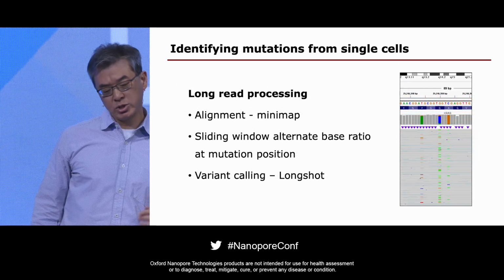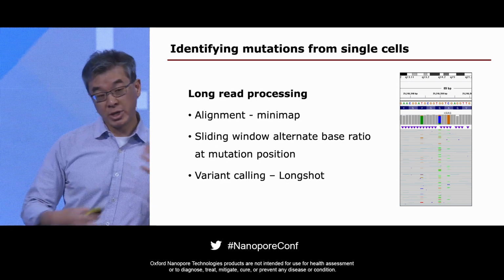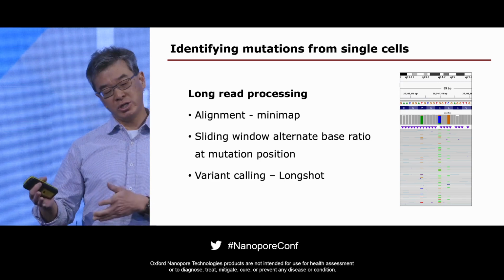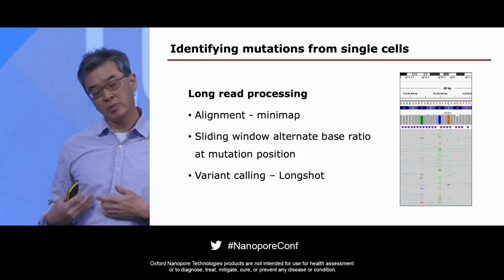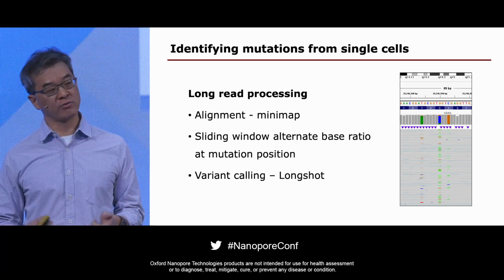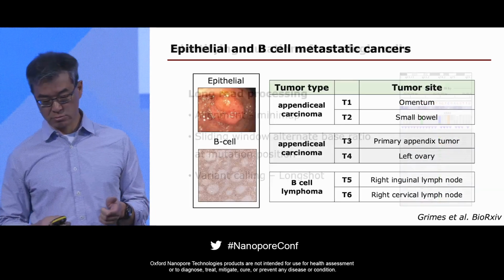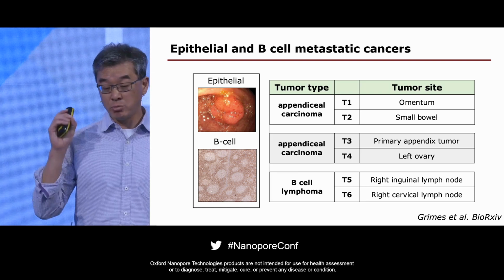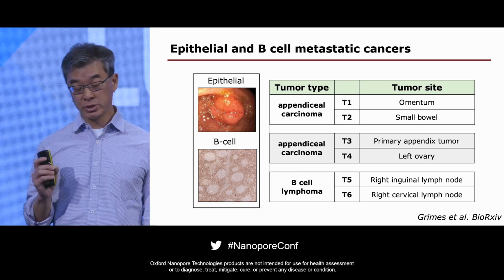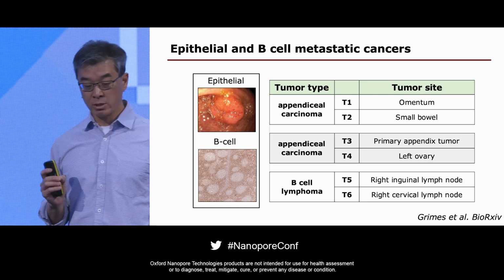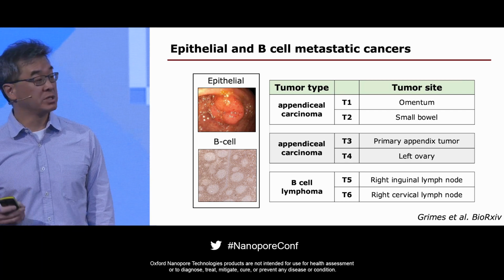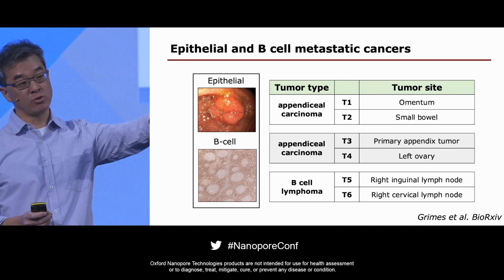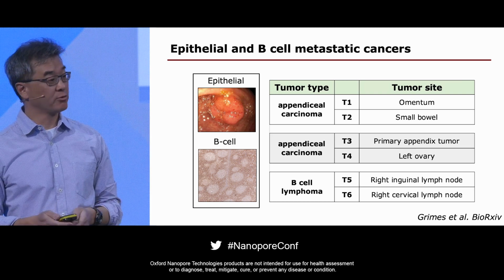And so what we did is we took advantage of the long read processing, with here some of the basic items, and did a combination of both a genotype-based assessment as well as primary variant calling using Longshot from the long read data itself. And so the types of tumors we involved included both epithelial and B-cell metastatic tumors. Here's a list of the various tumor types that we did, including appendiceal cancer and a B-cell lymphoma. And we had the advantage that we actually had 2 metastatic sites available for each patient, so we can make a couple of inferences across that.